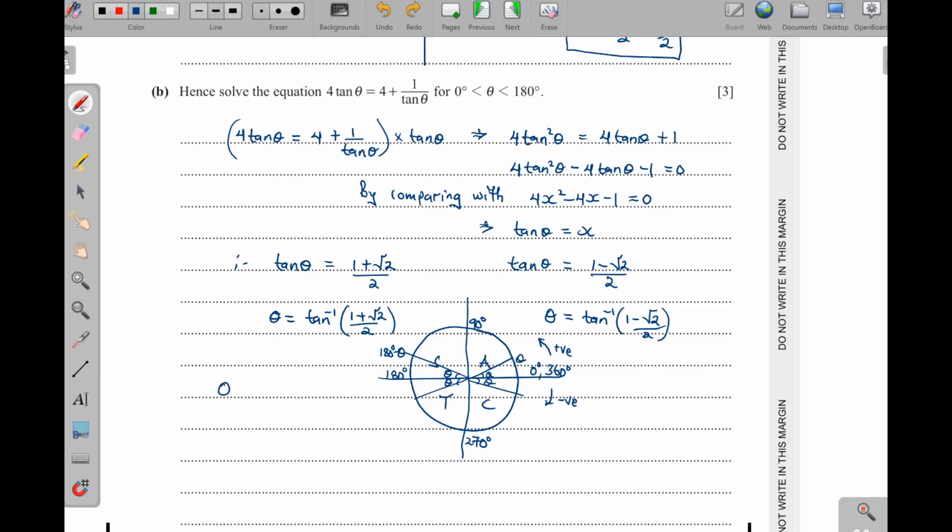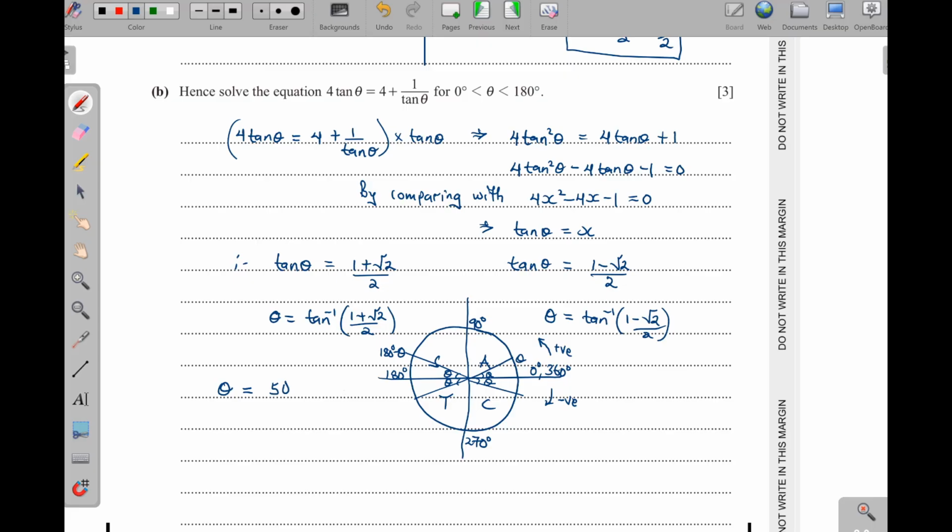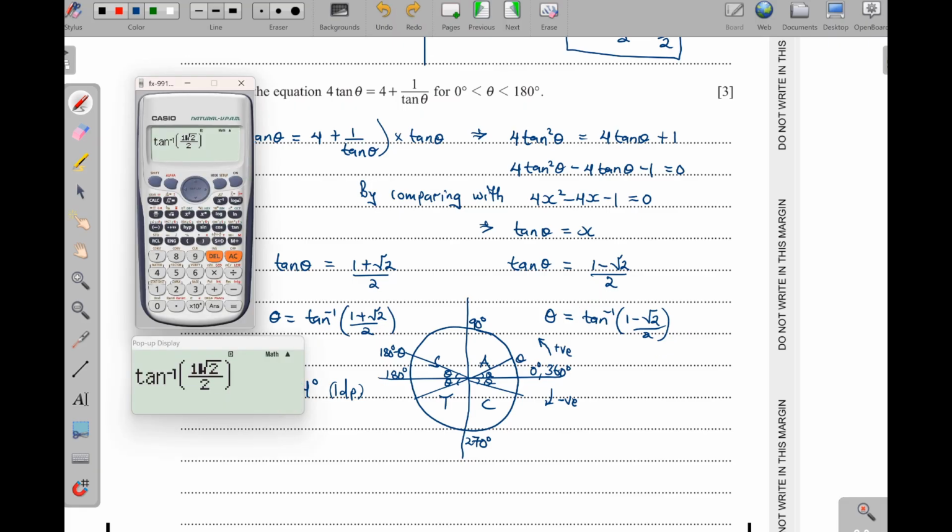So this one is positive, that means our theta is going to be, let's get the arctan here. The domain is given in degrees, that means your calculator should also be in degrees. Mine is in radians here, so shift, then mode, and then deg is 3. Then we have arctan of 1 plus root of 2, then out of 2. This one is going to give us 50.4 degrees, that is to 1 decimal place. Then this one here, I will just come to this and then I put a minus there.